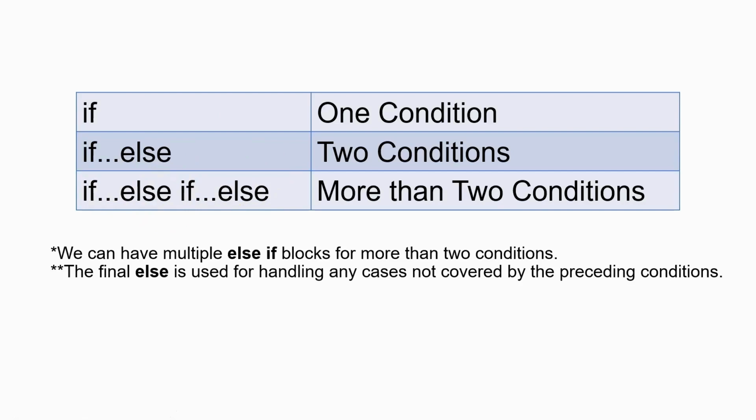And remember also that the final else is used for handling any cases not covered by the preceding conditions. If you still remember the example that we have seen earlier, we have red, green, and yellow. So the else statement at the very end caters for any other cases which are not red, green, or yellow.